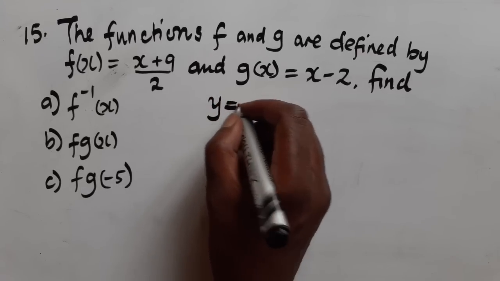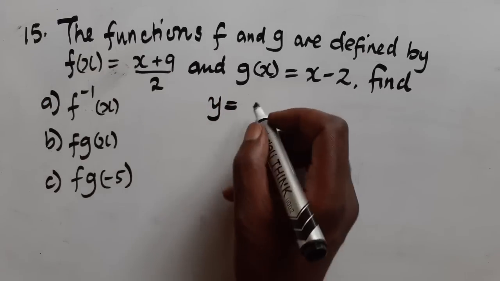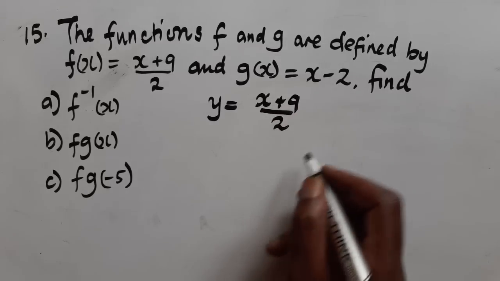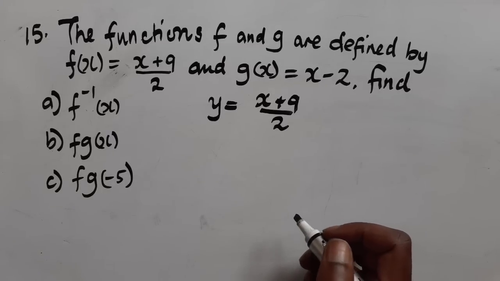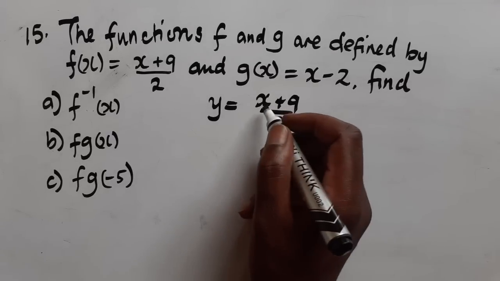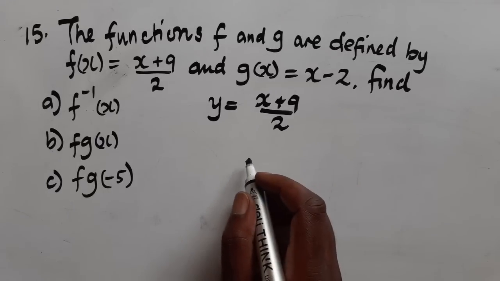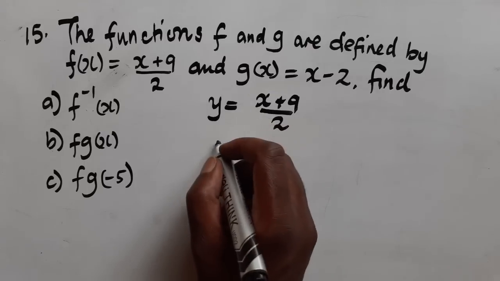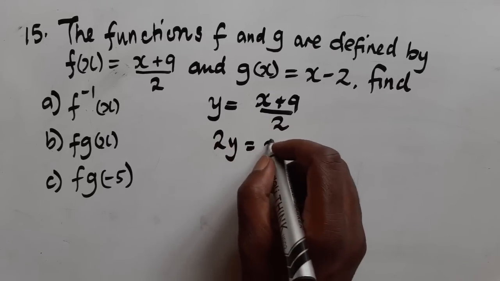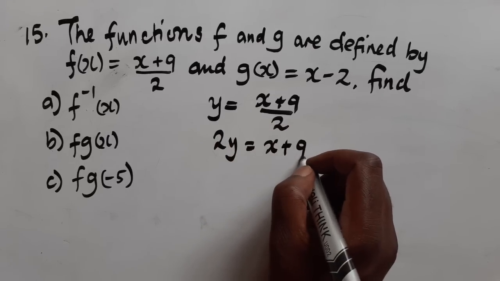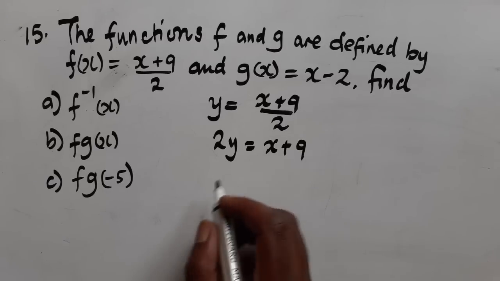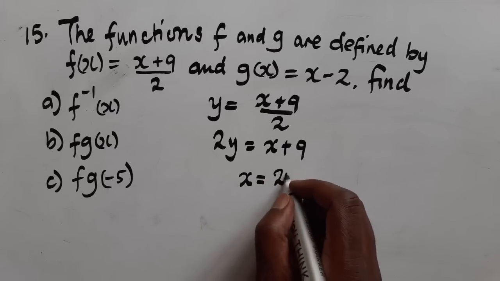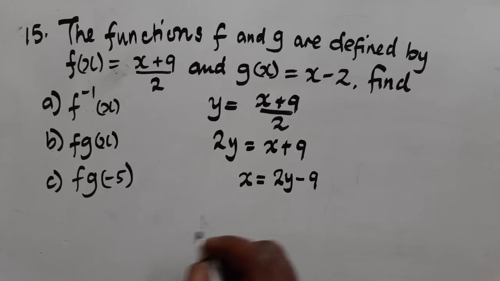So what do we say about the inverse? The first thing we say, where there is f of x, you put y, then you say y equals (x plus 9)/2. At this point, you solve for x. In other words, you make x the subject of the formula. By doing what? You cross multiply, you're going to have 2y is equal to x plus 9. So what are we going to get as x? So x will be equal to 2y minus 9.